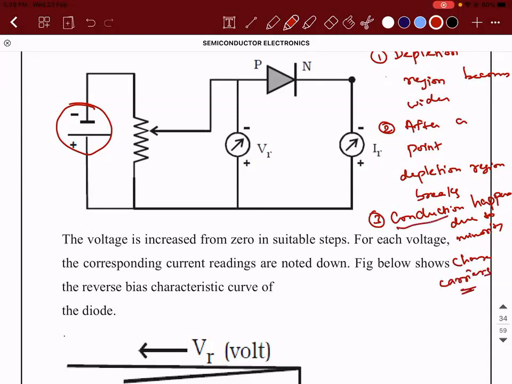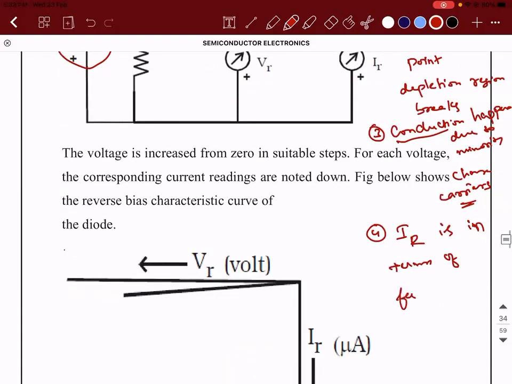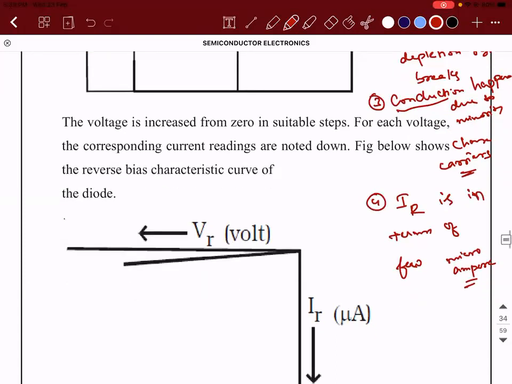So when the conduction happens due to the minority charge carriers, the reverse current IR is in terms of what value? It is in terms of a few microamperes, unlike the forward current, which was in terms of a few milliamperes. Okay. Now this graph will make you understand.